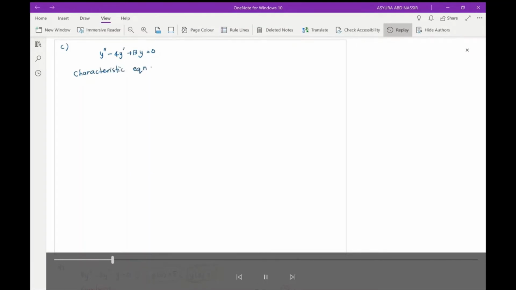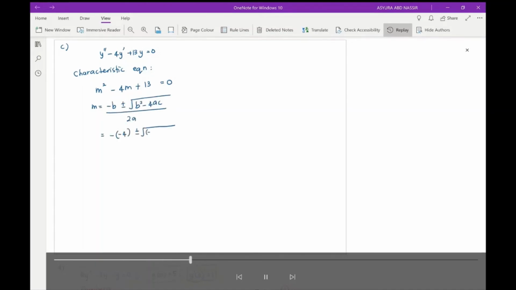Your characteristic equation will be m squared minus 4m plus 13 equals 0. If you try using a calculator, for the FX570 calculator you cannot get the answer. But for some calculators, you can get the answer in the form of complex roots. So in this case, you need to use the formula. The formula is m equals negative b plus or minus square root of b squared minus 4ac, over 2a.